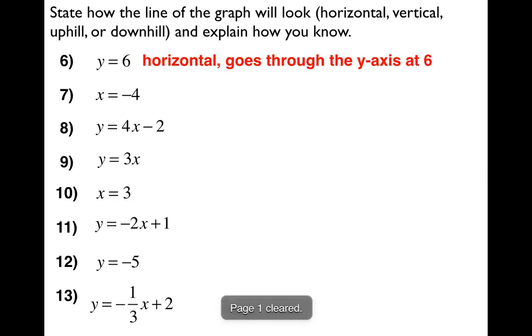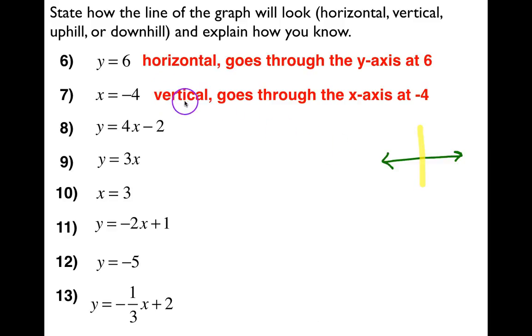What about number 7? Number 7 says it's going to cut through the x-axis. The way to cut through the x-axis is by drawing a vertical line. So I'm going to say it's going to be a vertical line. How do I know? It's cutting through the x-axis at -4.